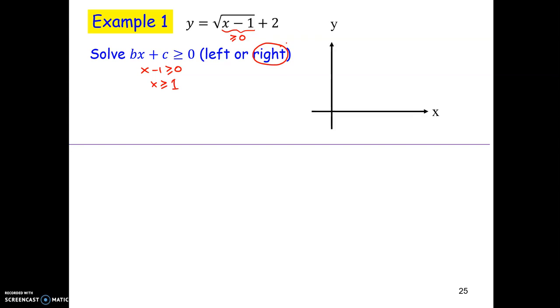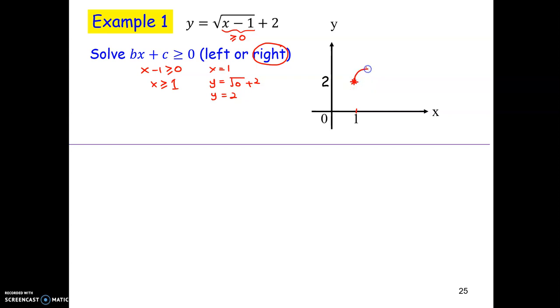Okay, so let us draw the x-axis and y-axis. So the starting point, if I substitute x equal to 1, I'm going to get y equal to the square root of 1 minus 1, so the square root of 0, plus 2, so that means y is equal to 2. So the starting point is at x equal to 1 and y equal to 2. So this is basically our starting point.